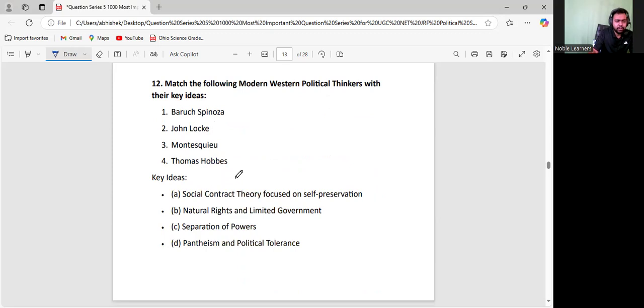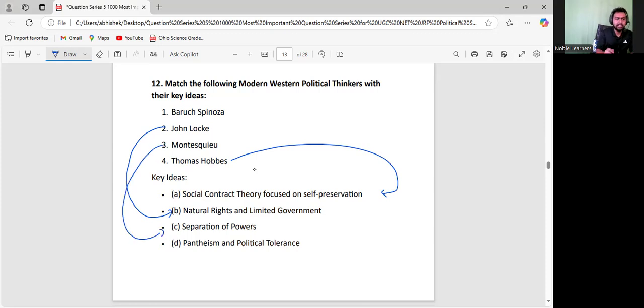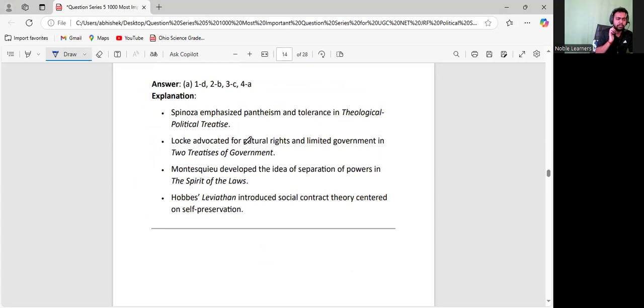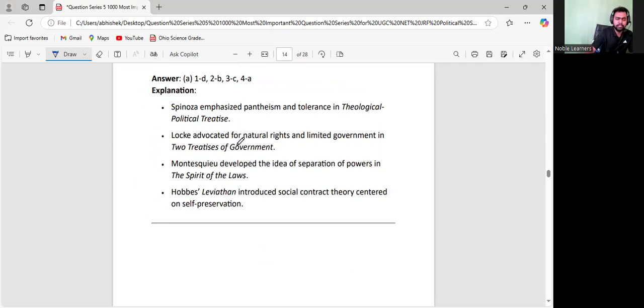Okay, so here we talk about John Locke. First of all, John Locke gave the concept of natural rights and limited government. Thomas Hobbes talks about the social contract theory and focuses on self-preservation. Montesquieu talks about the separation of powers, and Spinoza talks about pantheism and political tolerance. I think I taught you the concept of pantheism before also. You can watch the earlier lectures and understand, right? So pantheism and these concepts are related to secularism. You must respect all other religions and you should not claim the superiority of your religion, your culture, your faith, your caste.